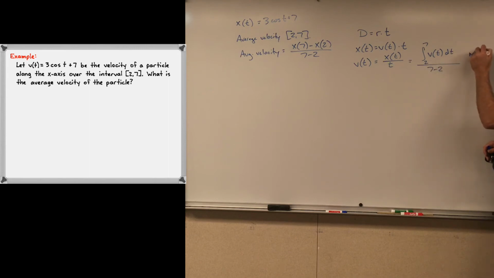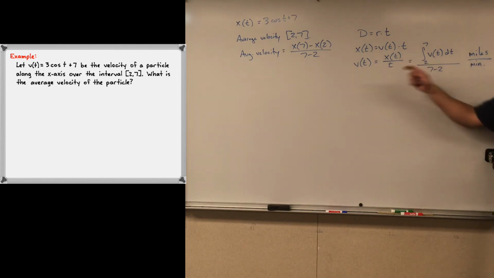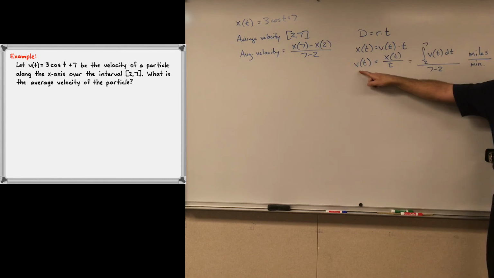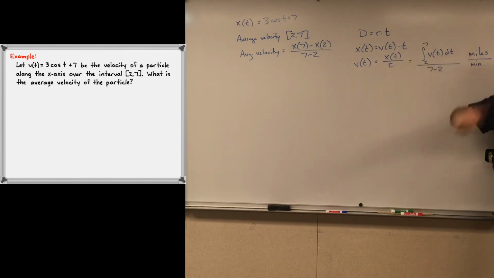Maybe miles, sure, over minutes or whatever the minutes are. And so velocity, that makes sense. If I'm taking this value, which I know is position or distance, and dividing it by time, I'm getting the units correct for velocity, because velocity is something per something, right? Miles per minute or whatever it is.